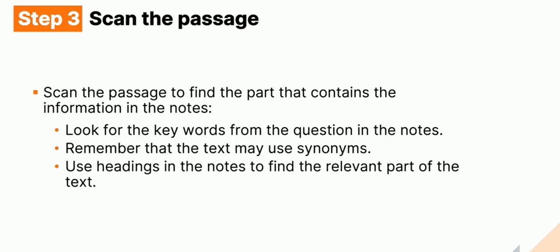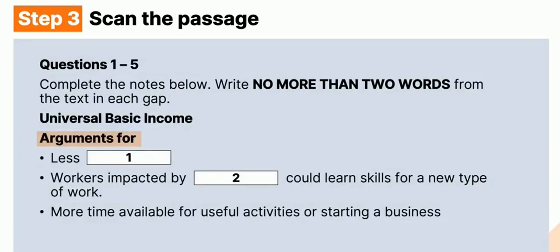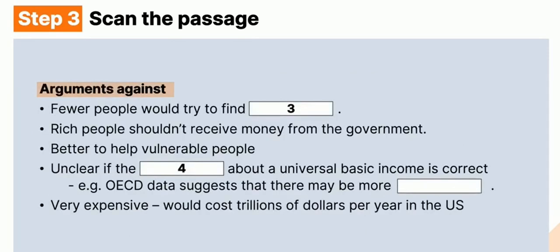Let's have a look at the example again. There are two subheadings in the notes. These are arguments for and arguments against. Subheadings can help you quickly locate the right section in the reading passage, so it's wise to pay attention to them.